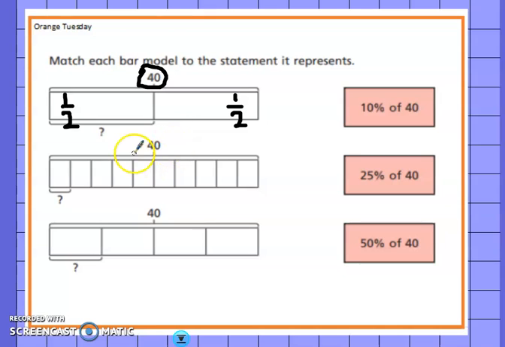What has 40 been split into now? Think how many parts there are. There are 10 parts. So is that 10%, 25% or 50%? And here there are 4 parts. So what is that as a percentage if it is 1/4? You need to have a go at matching them up.